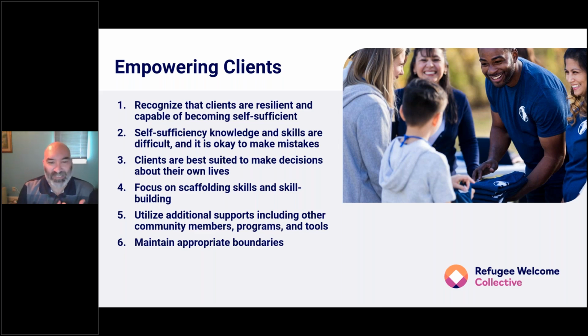That self-sufficiency, knowledge, and skills are difficult, and it's okay to make mistakes. No one's perfect, and it's okay when someone does something that you personally don't agree with, that you think is a mistake. That's their life, and it's okay. We all learn from mistakes, and we all eventually get better at things, and this is normal.